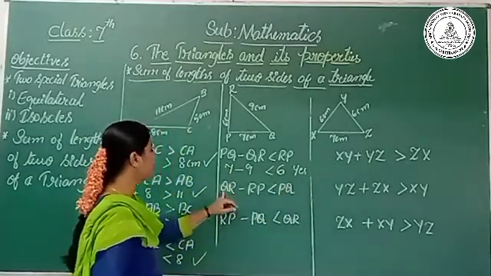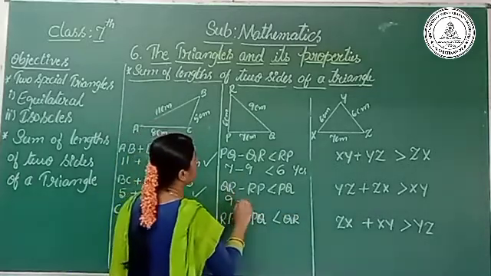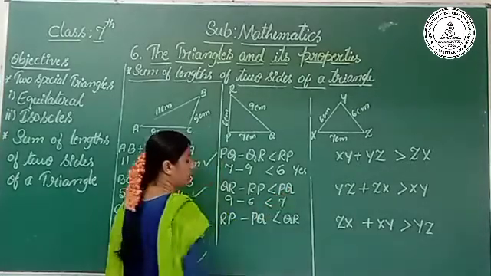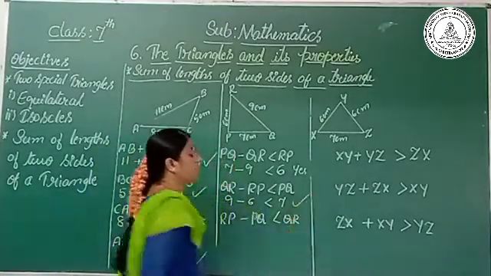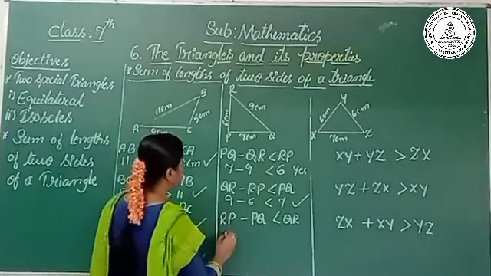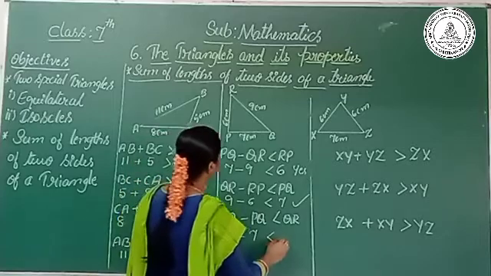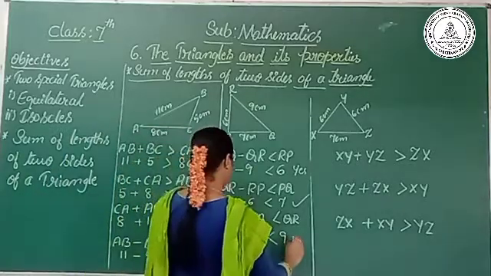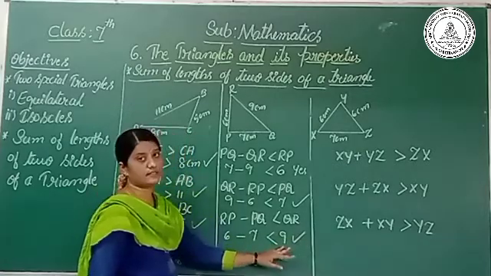Then the second one, QR minus RP is less than PQ. QR measures 9 centimeter minus RP measures 6 centimeter is less than PQ. PQ is 7 centimeter. So 9 minus 6 is 3. 3 is less than 7. Yes, it is also true. And then RP minus PQ is less than QR. RP measures 6 centimeter minus PQ measures 7 centimeter is less than QR, that is 9 centimeter. Yes, it is also true. Why? Because 6 minus 7 is minus 1 and minus 1 is less than 9. So hence this is true.